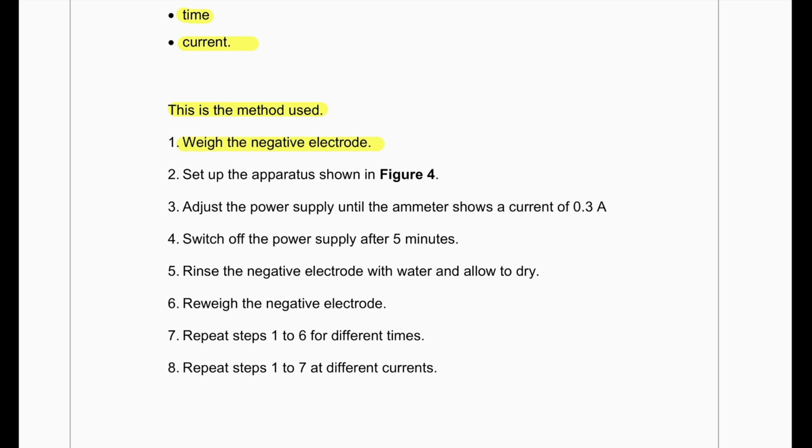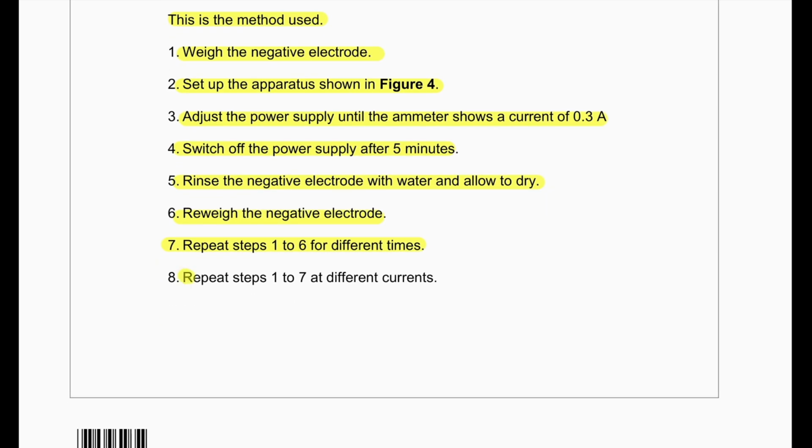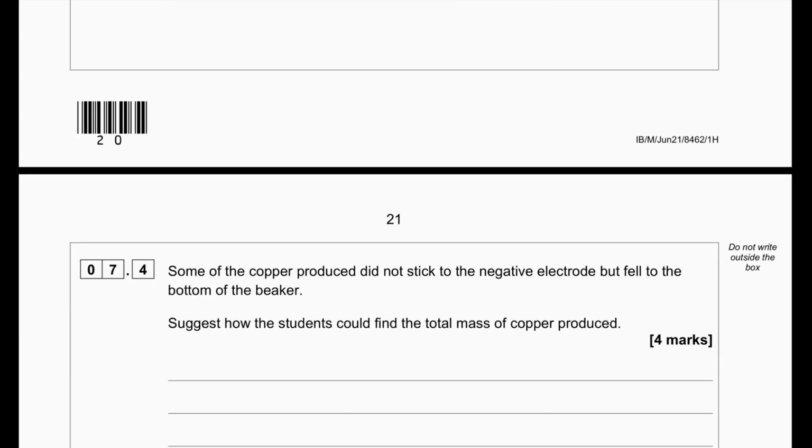Weigh the negative electrode, set up the apparatus as shown in figure 4, adjust the power supply until the ammeter shows a current of 0.3 ampere, switch off the power supply after 5 minutes, rinse the negative electrode with water, allow it to dry, reweigh the negative electrode. Repeat steps 1 to 6 for different times. Repeat steps 1 to 7 at different currents.